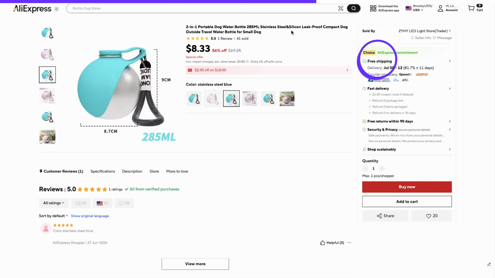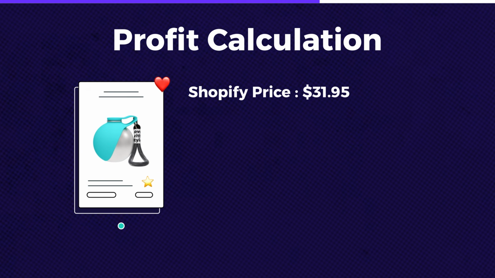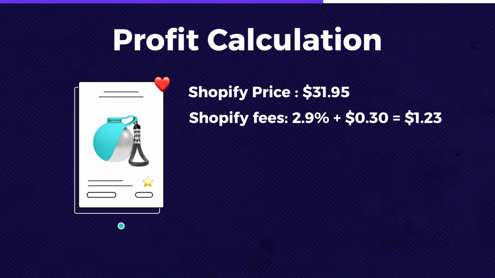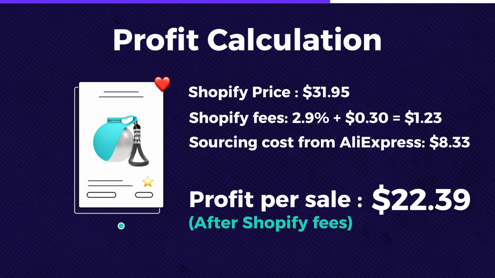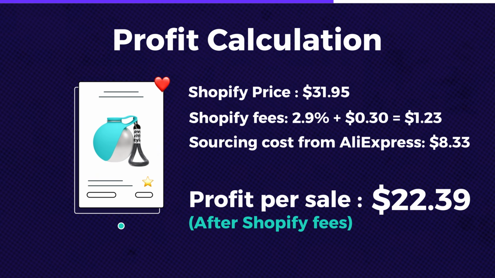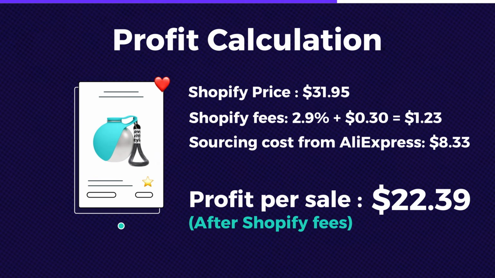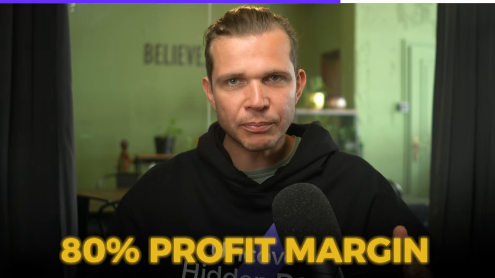Let's break down the numbers. Selling price is $31.95. Sourcing cost, $8.33. That leaves approximately $22.39 profit per sale after Shopify fees. That's around 80% profit margin. This is an incredible margin for a product being advertised with paid ads. And honestly, I can completely understand why the store owner decided to build an entire store around this product and invest heavily in advertising.